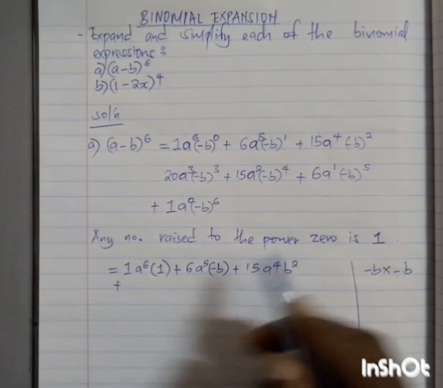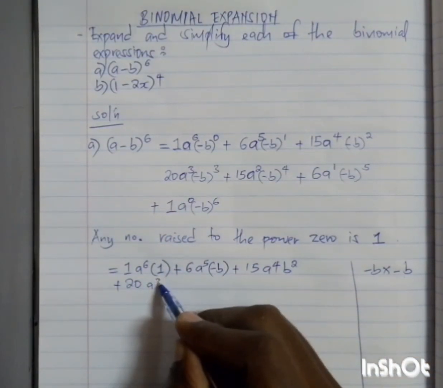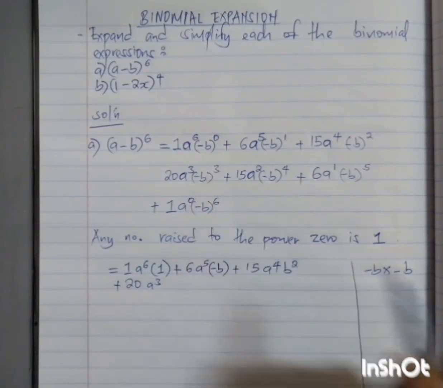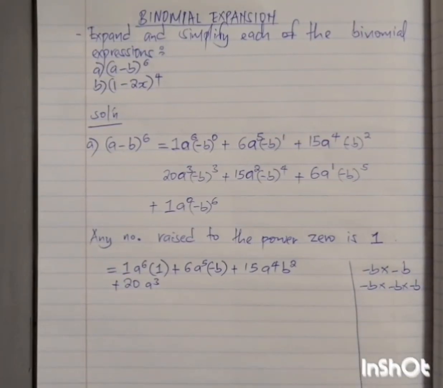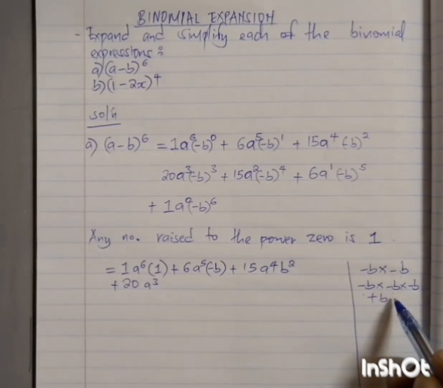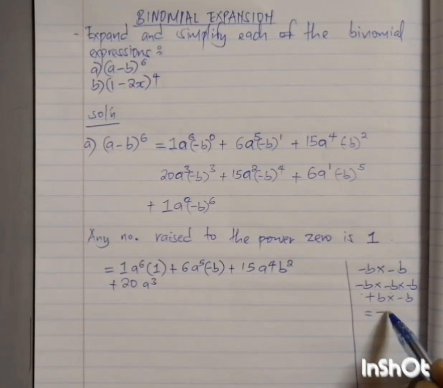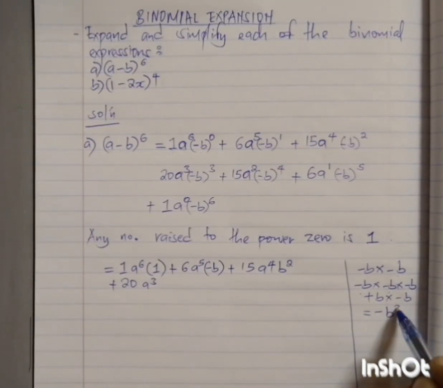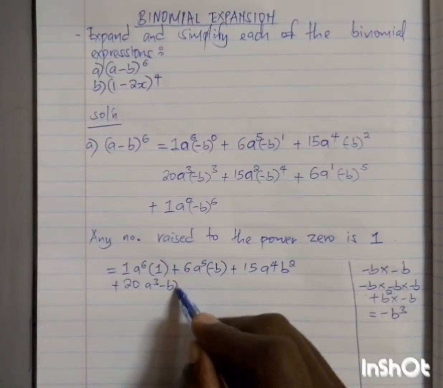Then we add the next one, 20 multiplied by a cubed multiplied by minus b cubed. That is the same as minus b multiplied by minus b multiplied by minus b. Minus b times minus b will give us a positive b squared, multiplied by the negative b, this one will now be equal to minus b cubed. So you need to understand that this one will be minus b cubed.